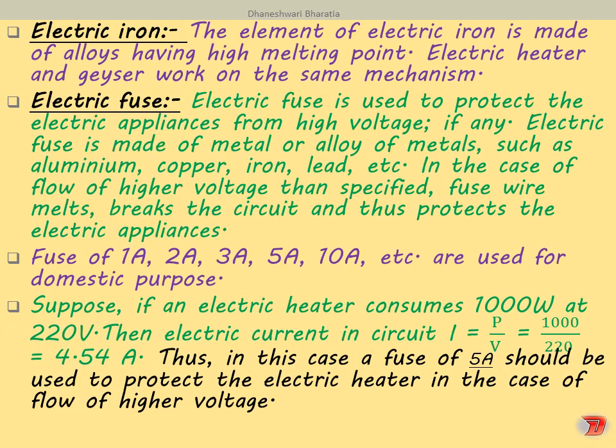Suppose if an electric heater consumes 1000 watt at 220 volt, then electric current in circuit I is equal to P by V. Please remember this. This type of question can also be asked in exam, that if a particular heater is consuming this much of energy at this much of potential difference, then what will be the current flowing in that particular appliance. So here we will need the fuse of 5 ampere, right? to protect the electric heater in the case of flow of higher voltage. Have you understood this? Please remember the third point. It is extremely important. Fine.